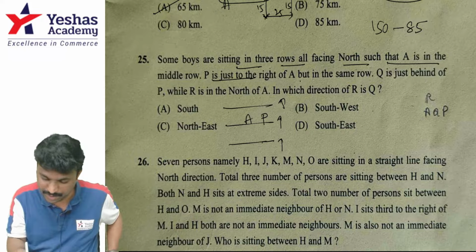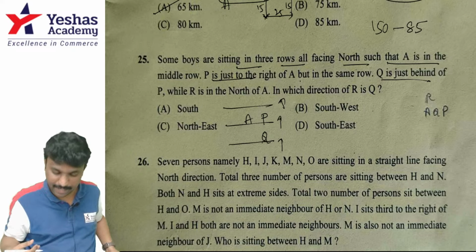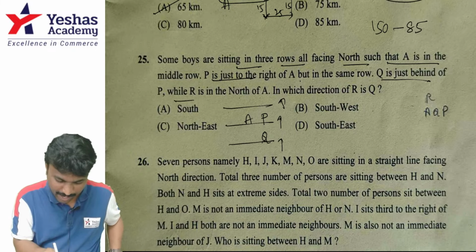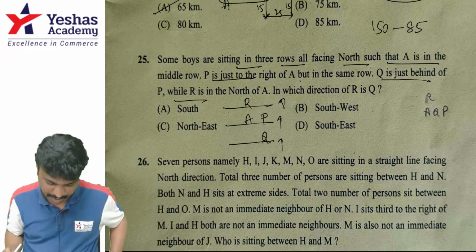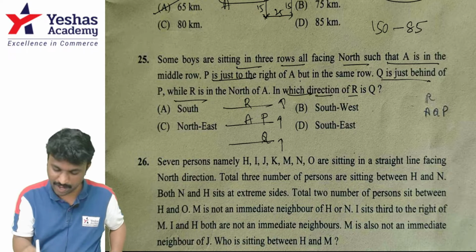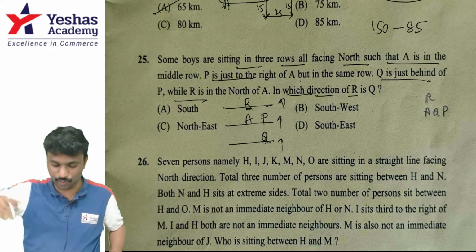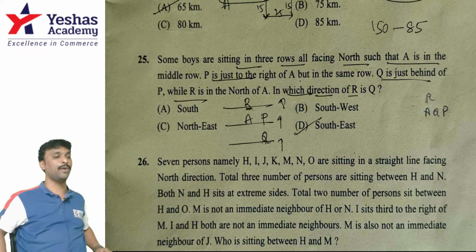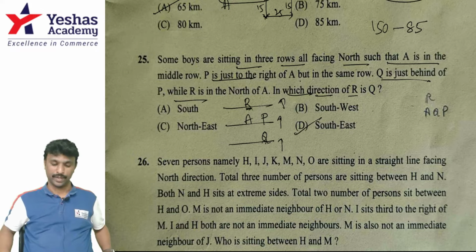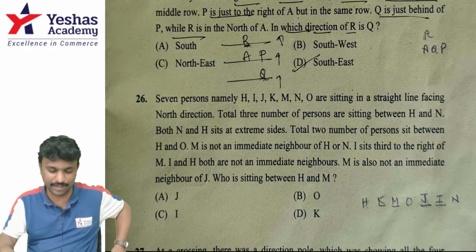All right. Q is just behind P. That means Q should be behind P. And R is north of A, so R should be above A. Now the question is, in which direction of R is Q? With respect to R, Q is basically downward and right. That means southeast is the answer. With respect to R, where is Q? Q is southeast.